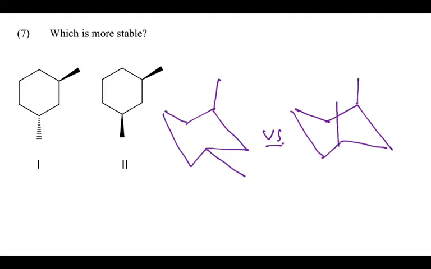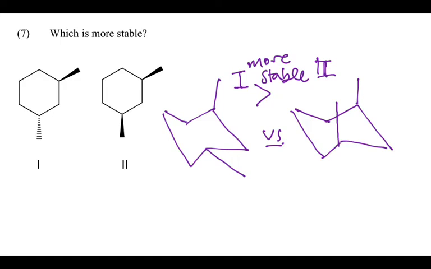Okay, so the left one is the trans. The right one is the cis. Okay. So you say that trans is more stable. Okay. Are you sure? Okay. You might need the apple after I tell you your answer is not right.